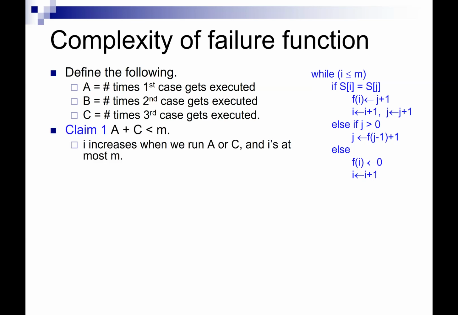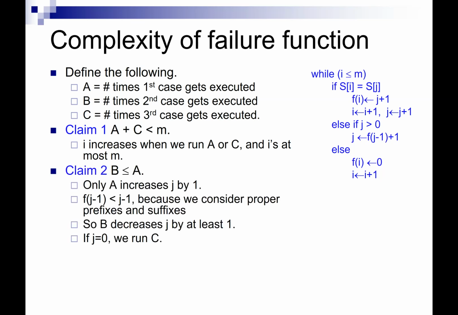All right, so the first claim is that A plus C is less than M. Because you see that each time you run A or C, we're going to increase I, and then I gets to be at most M. So therefore A plus C is less than M.